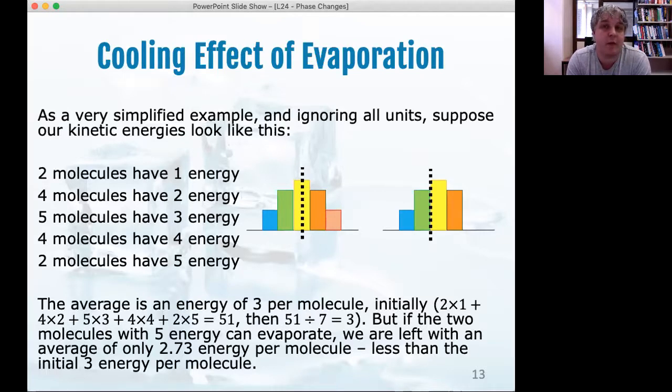And we see that it's a distribution, it's just sort of a curve. And that is roughly what the curves look like. They will always look like the bell curves that you're familiar with. They'll look something like that. And so you can see our average is right in the middle there at 3 energy per molecule.